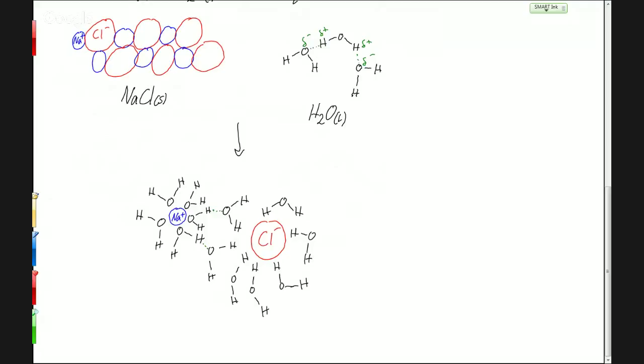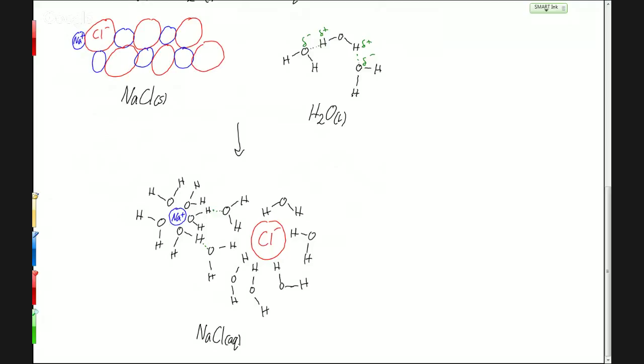So this is what's happening then in that solution. And this is what we call our aqueous sodium chloride. So that means that those interactions between the molecules and the ions have to be strong enough to allow that sodium chloride network to break up, because otherwise it would just stay together.